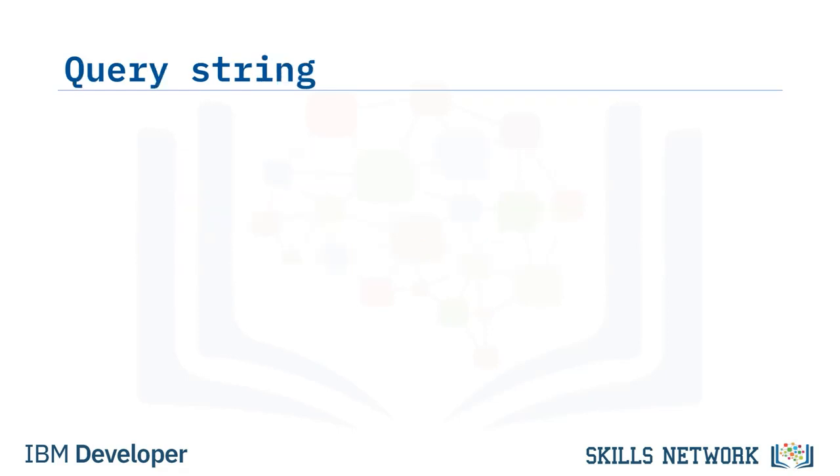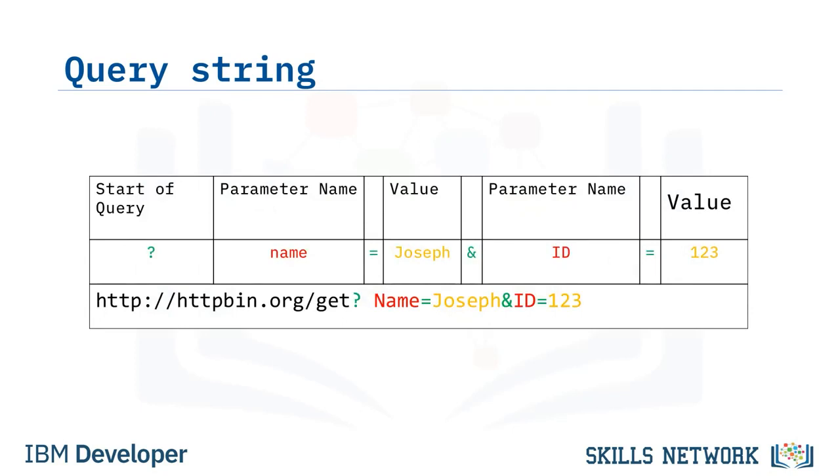After /get is requested, we have the query string. This is part of a Uniform Resource Locator, or URL, and this sends other information to the web server. The start of the query is a question mark, followed by a series of parameter and value pairs, as shown in the table below. The first parameter name is name, and the value is Joseph. The second parameter name is ID, and the value is 123. Each parameter and value is separated by an equal sign. The series of pairs is separated by the ampersand.